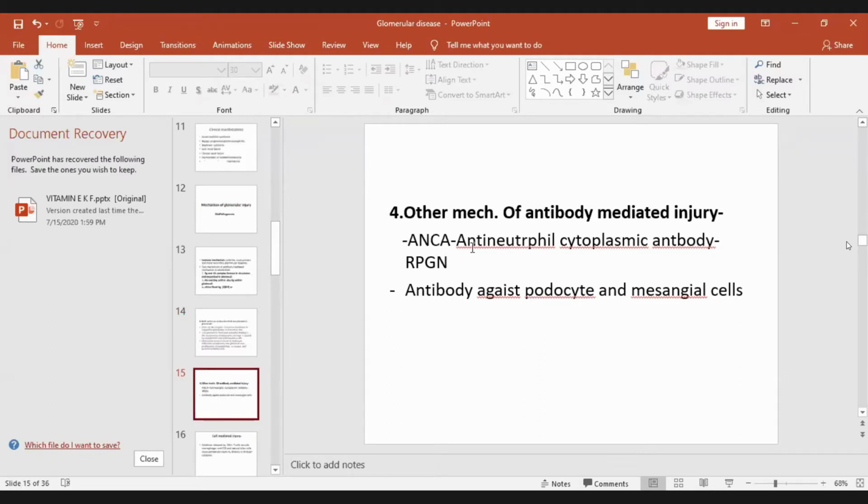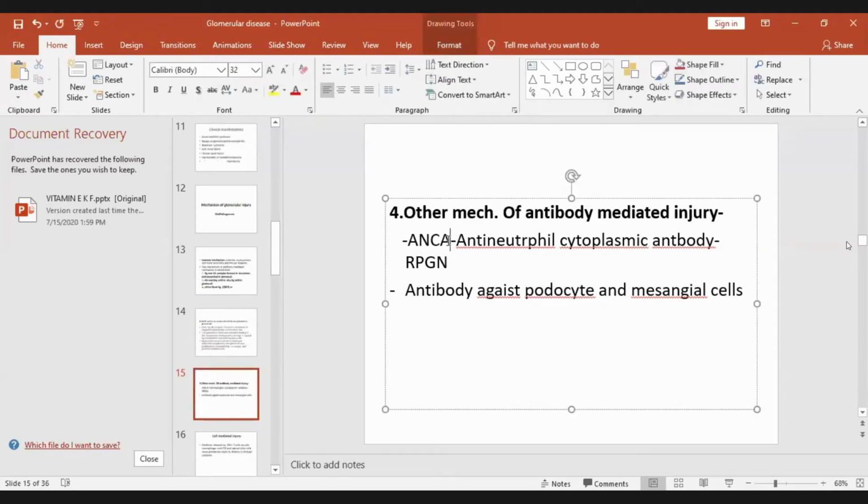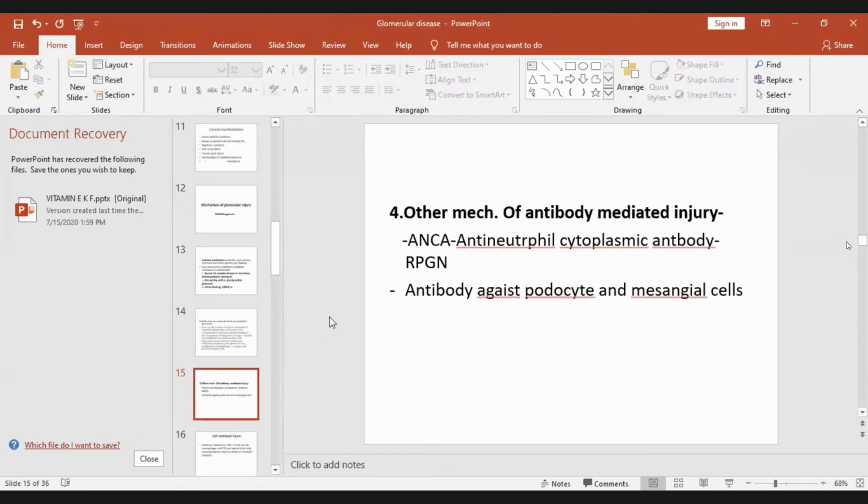When we talk about vasculitis, we are talking about vascular pathology. You have been taught that ANCA is involved. So ANCA induces glomerular injury, and then there are antibodies against the podocyte. Podocytes are epithelial cells that have pores, the foot processes, and there are also antibodies against the mesangial cells. So this is antibody-mediated injury.